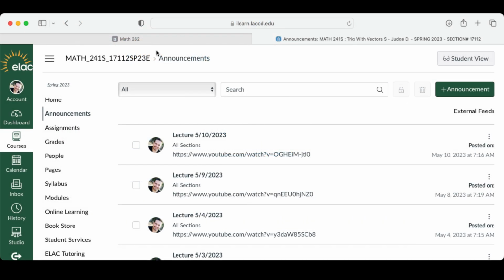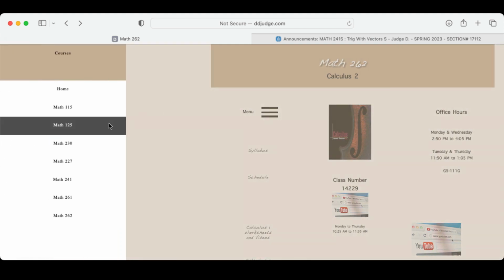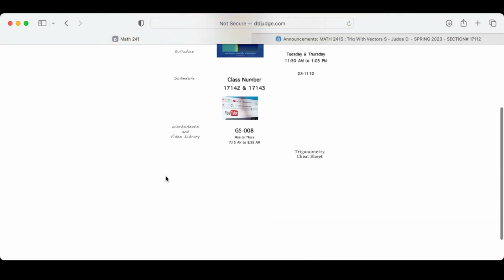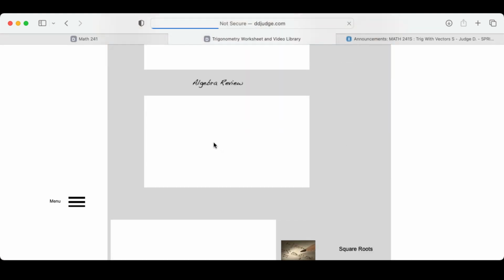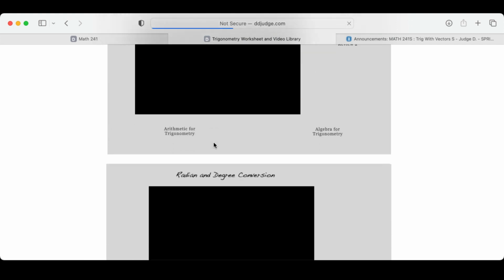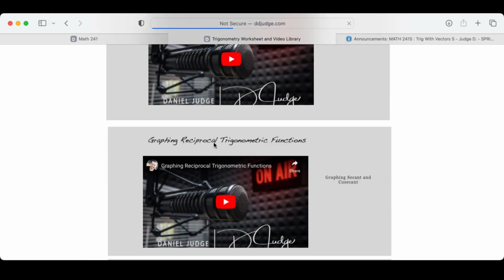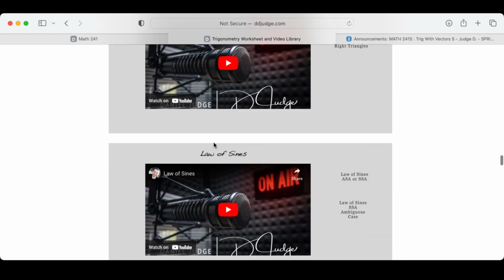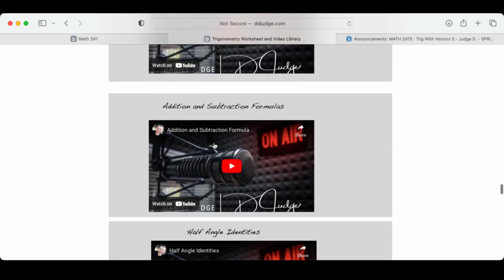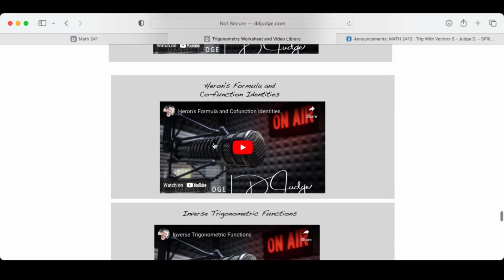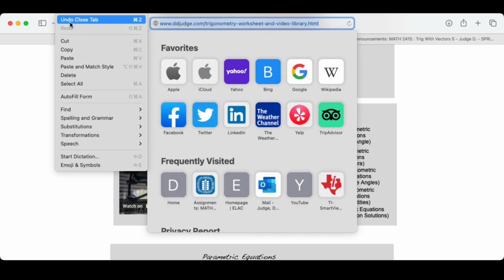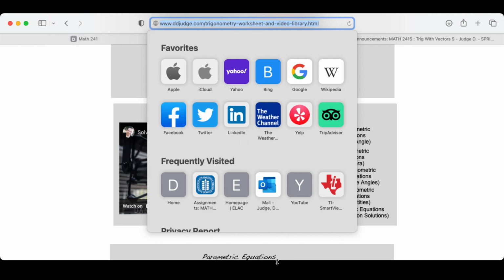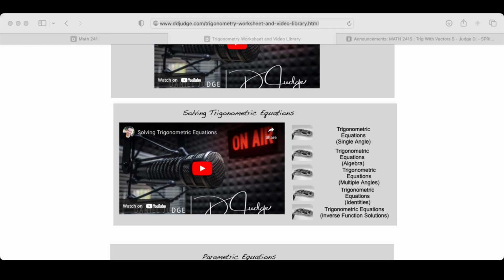Back to the browser here. Here's kind of the thing. You guys are not in 262 yet. You will be. You're in 241. If I go back now to worksheets and videos, or really just videos, I went through solving trig equations, and I have a bunch of other examples. I'm going to put this in the comment section here.